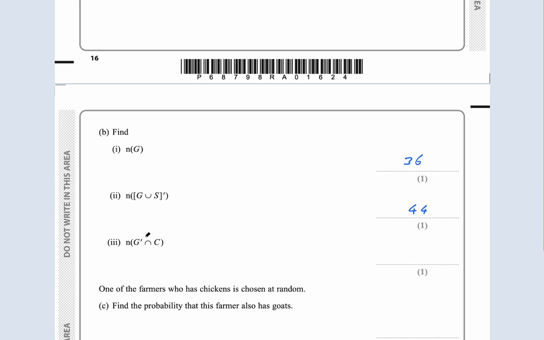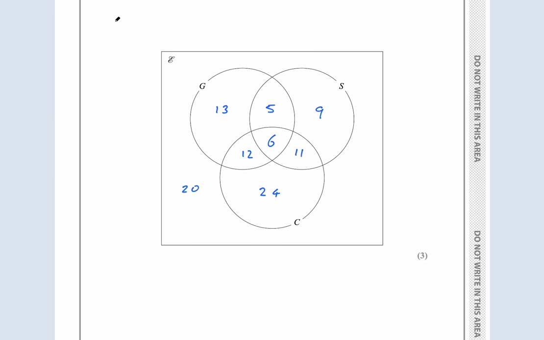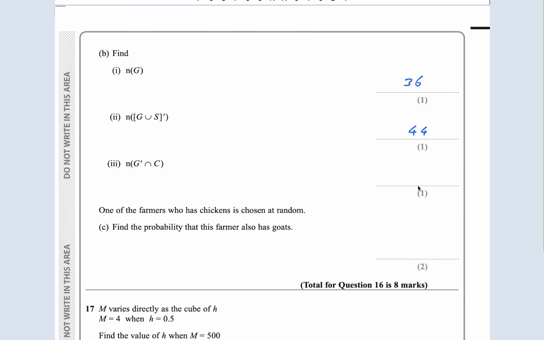Okay, not G and C. Let me just write it here, guys. It's not in G and in C. So what is not in G and also in C? Well, this is not in G and it's in C, and this is not in G and it's in C. So it's just 24 plus 11, which is 33. Sorry, 35.